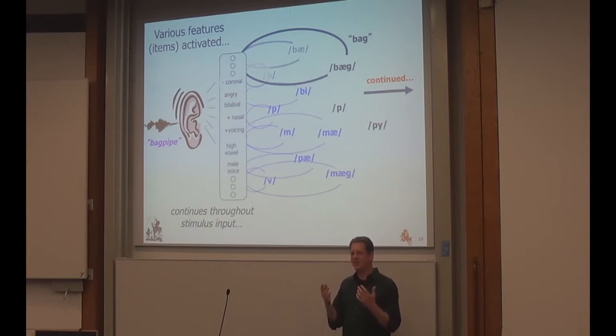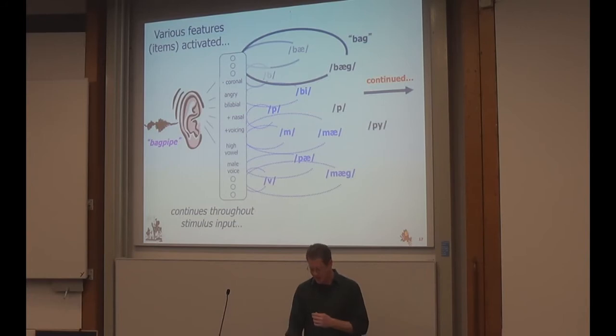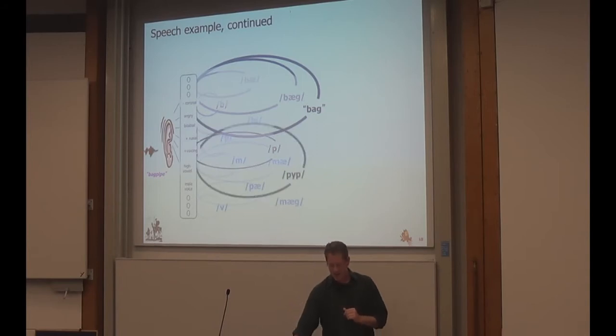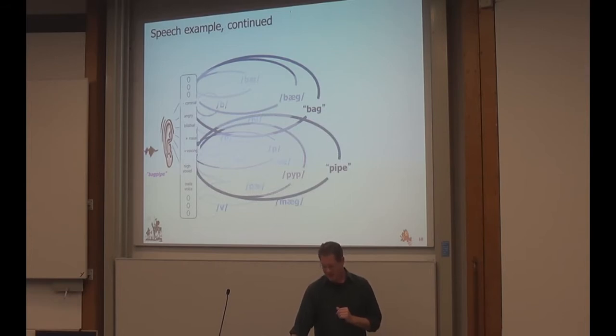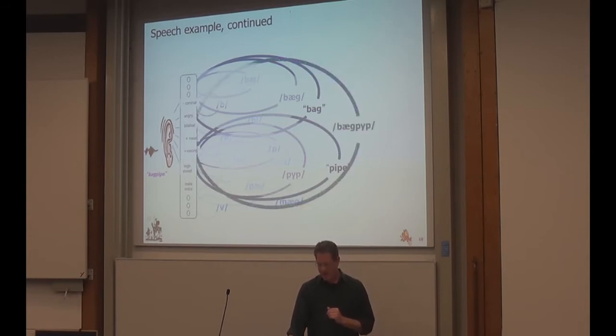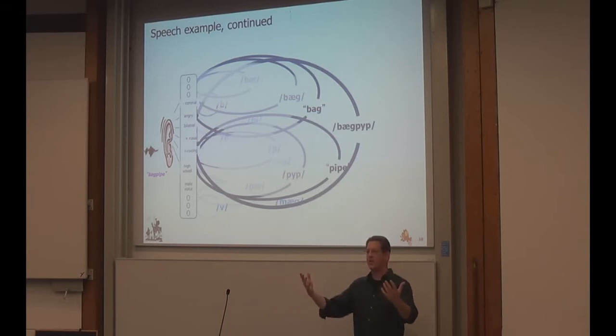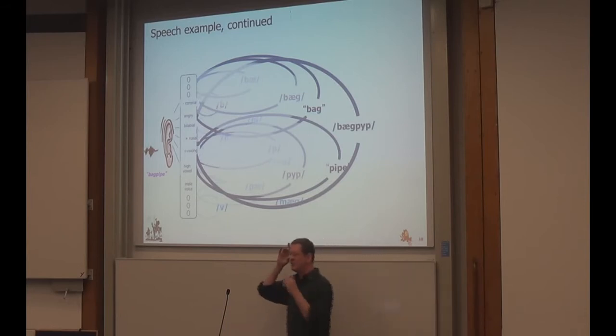You never actually jump to a conclusion that quickly. You're always lagging a little bit behind the signal, and when you get the P, bag is activated, but it doesn't really get much of a chance to hold on because you start building on it. And pipe comes along, starts building resonances. The only thing that really works is bagpipe, and you end up being really only perceptually aware of the compound word. And that's another example of what we do all the time.